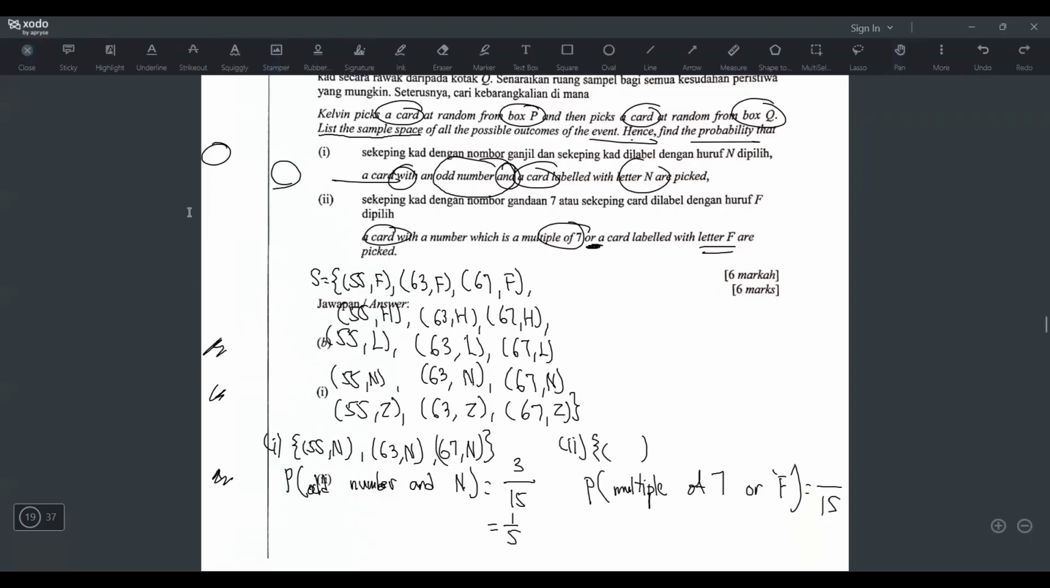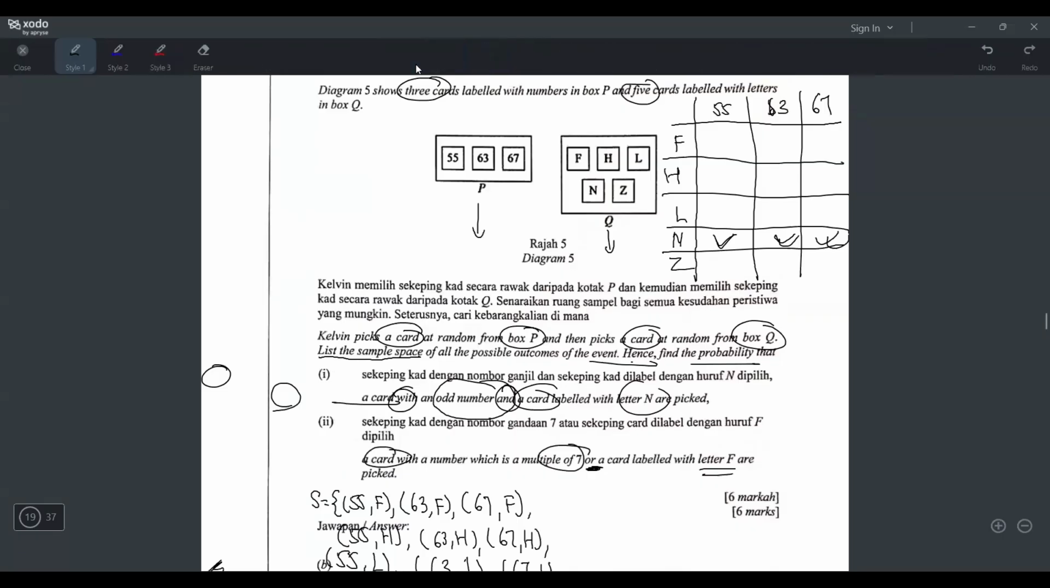Okay, let me explain. If the question says and, you will only take this. But if the question says or, you will take all this. You see the difference, right? So what does it mean? If it's N, it has to be an odd number and letter N, right? It means both need to be satisfied. But if they say or, it doesn't have to satisfy both conditions. It can satisfy only one of them also.